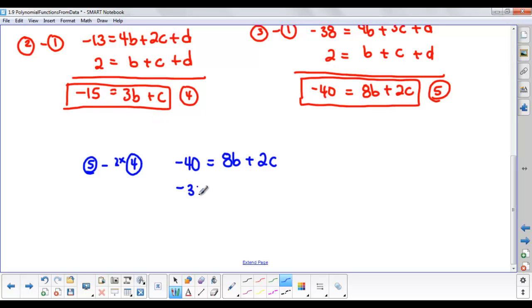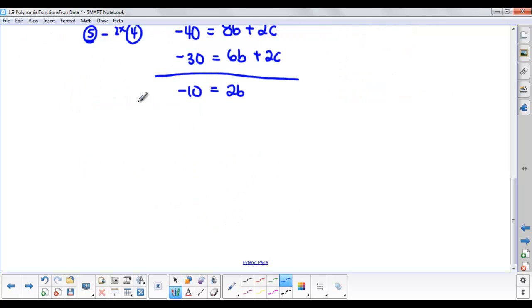So this ends up being negative 30. This is 6b, and now 2c. Now as you can see, the c's will eventually subtract and eliminate each other. So we have negative 40 take away negative 30, 8 take away 6, and then 2c take away 2c. So the best part of this is now we are left with one equation with one variable. Very, very easy to solve. Divide both sides by 2. So we have found that b is equal to negative 5.